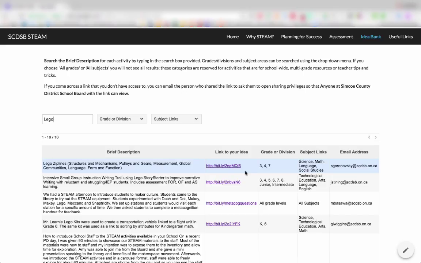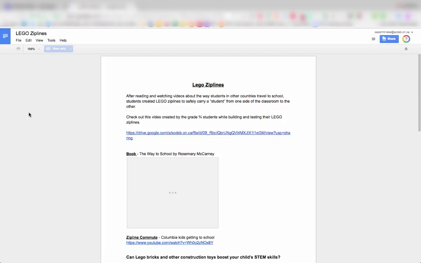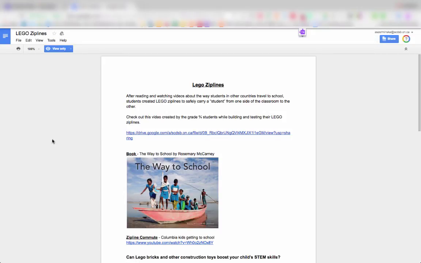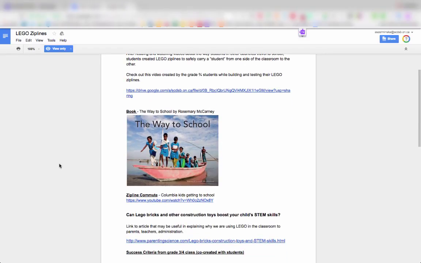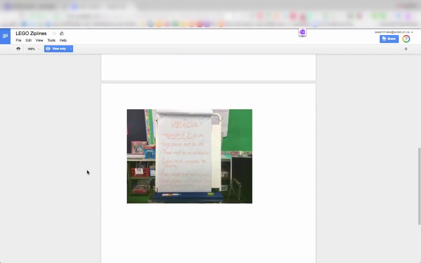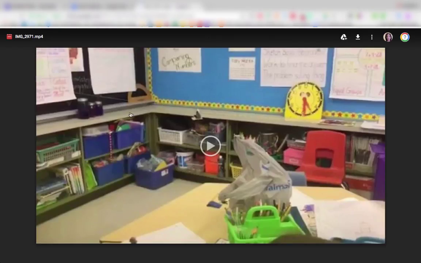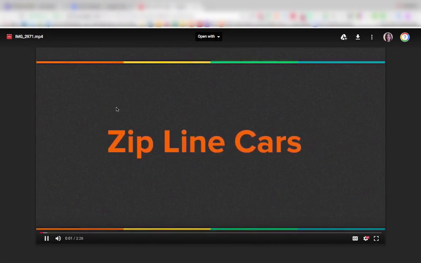So I want to show this example because it's not something that's extremely formal, but it's a really great example of a way that teachers have shared an idea that might spark some inquiry in a different classroom. So the students were taking a look at different ways children get to school. The teachers have provided some information about that provocation, a picture of the success criteria that the students co-created, and some information on the benefits of designing and building with Lego in the classroom. But they produced this little video to show us what they had done in their classroom.